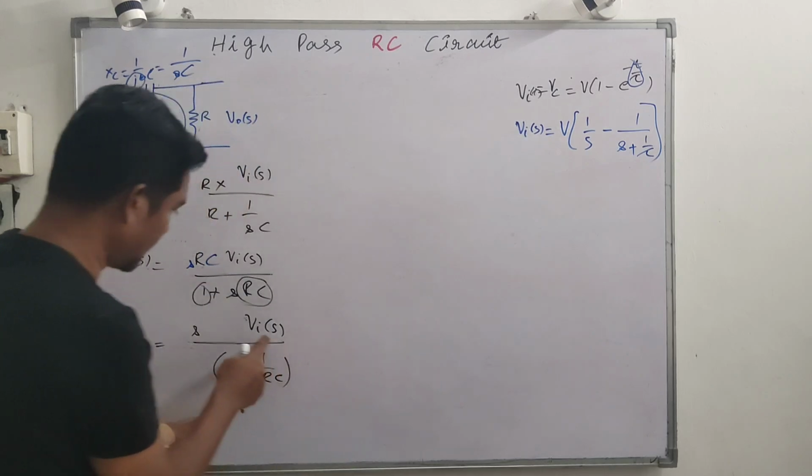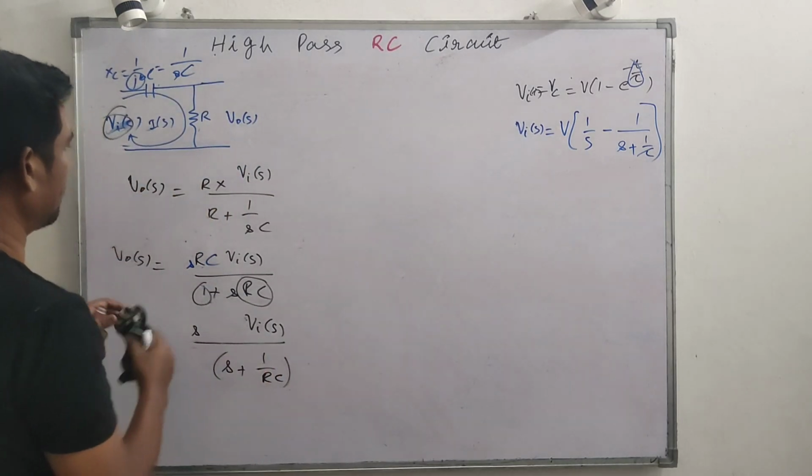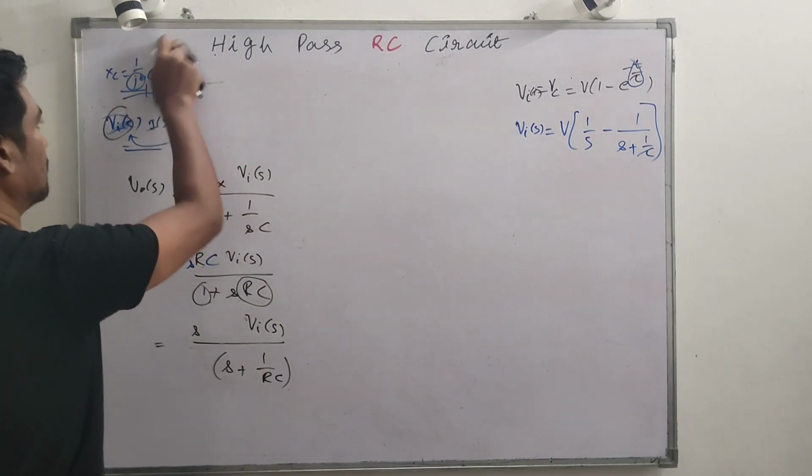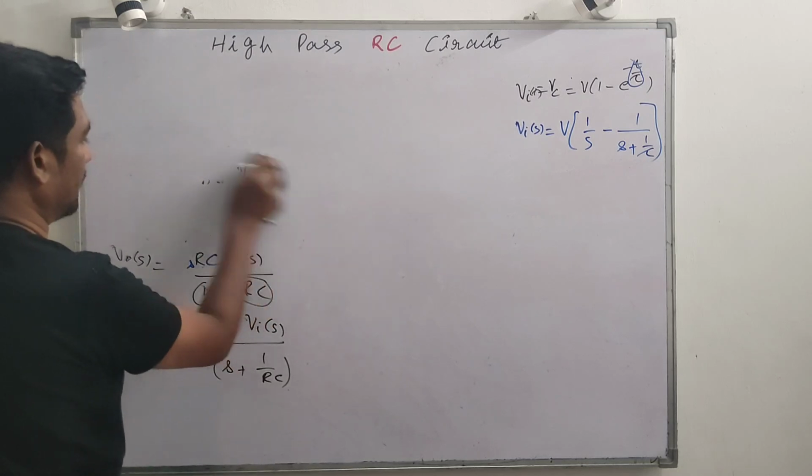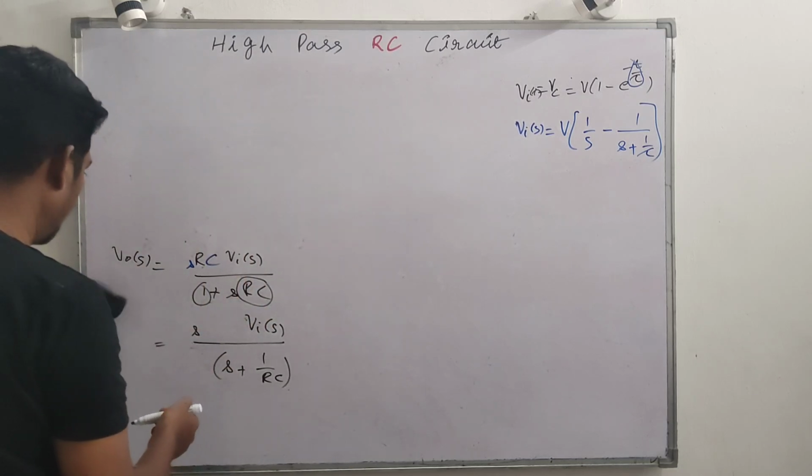Now this is plugged in over here for obtaining the expression, the response of a high pass RC circuit for exponential input. So rewriting this, what do we have?